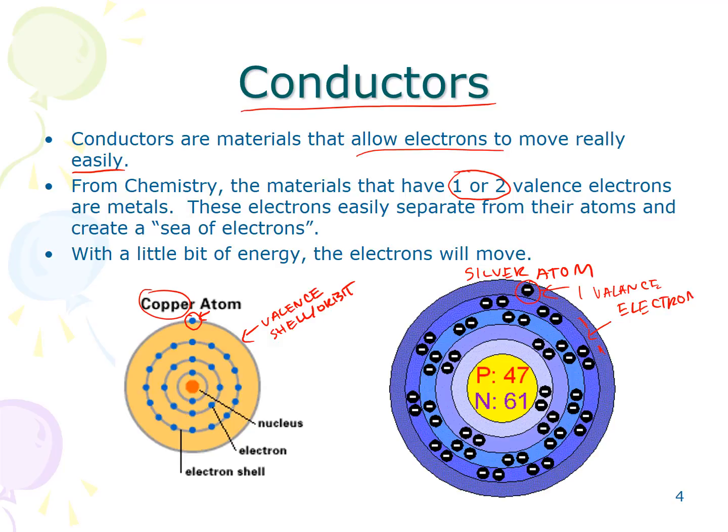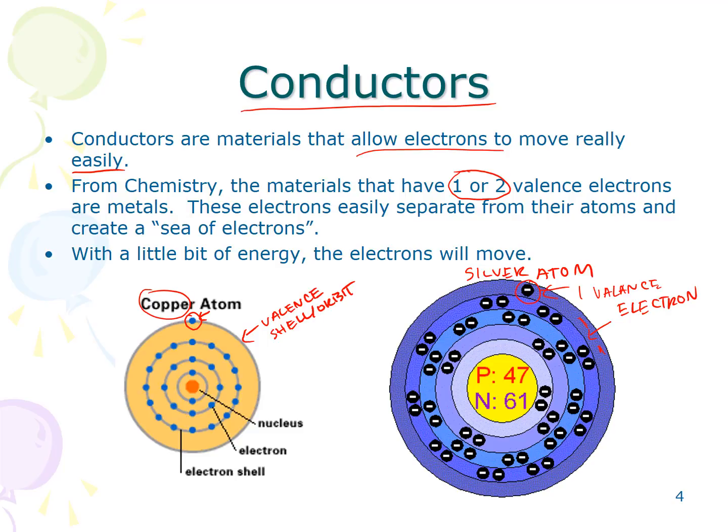The types of materials that have one or two valence electrons are usually metals, and a lot of times these are used to move electricity. Electricity is basically the movement of these electrons. So if you have materials where electrons can move and break away really easily, then these are good conductors of electricity. And many times these are the metals, transition metals.